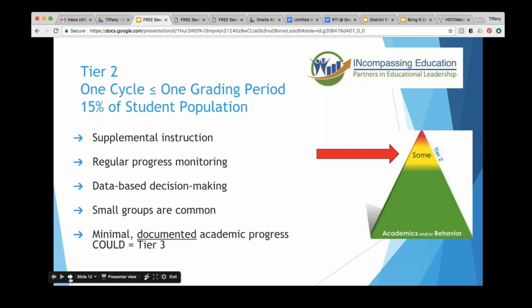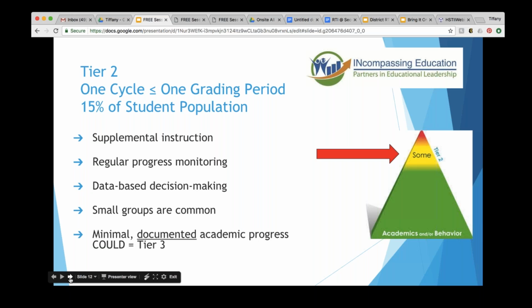Typically at the end of a Tier 2 cycle, you have a couple of options. You can either continue the same intervention, that the student just needs a little more time to see how things go so that you can collect some more progress monitoring data points to determine the effectiveness of the intervention. Perhaps the student still needs Tier 2 support, but you need to modify the intervention that is being provided. That would be another option for you.